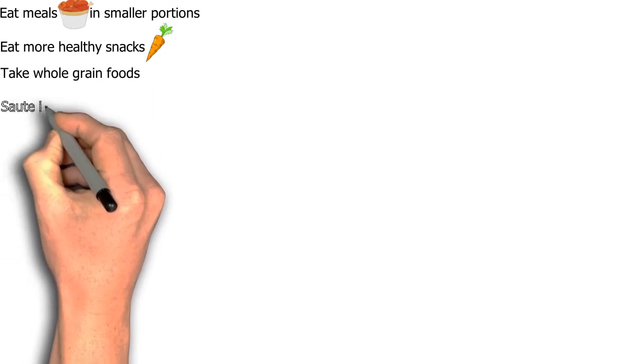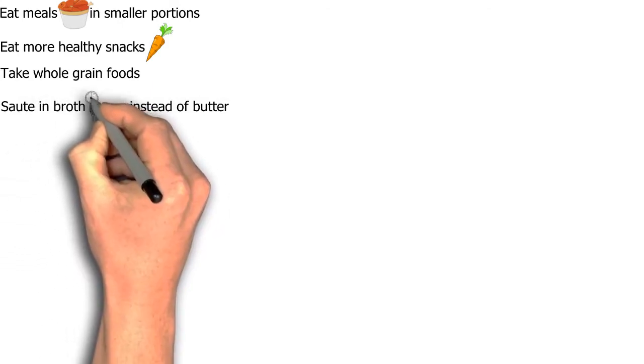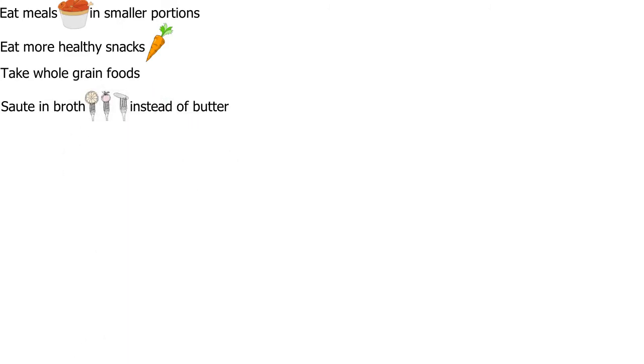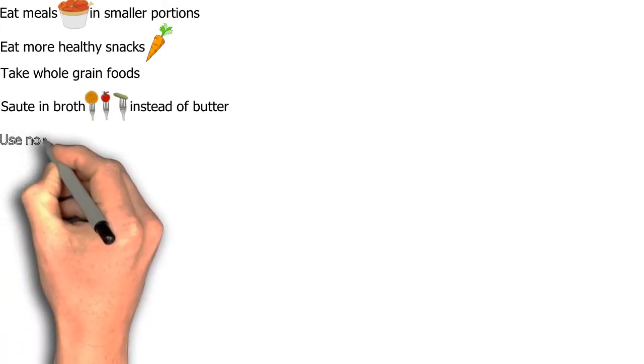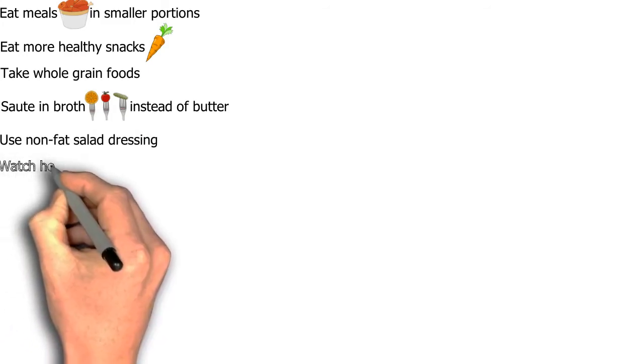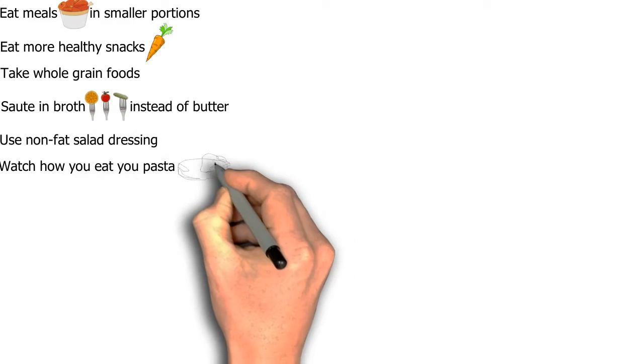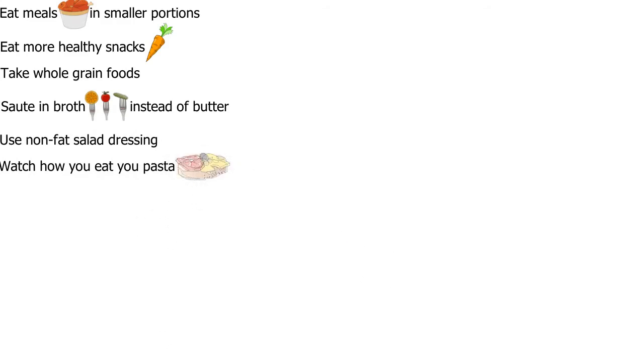11. Sauté meat, chicken and vegetables in broth instead of butter. And speaking of butter, replace it with non-fat sour cream on baked potatoes. 12. Instead of Caesar salad, substitute a dinner salad with non-fat salad dressing. 13. Have spaghetti with marinara sauce instead of fettuccine with Alfredo sauce. You'll save at least 500 calories.